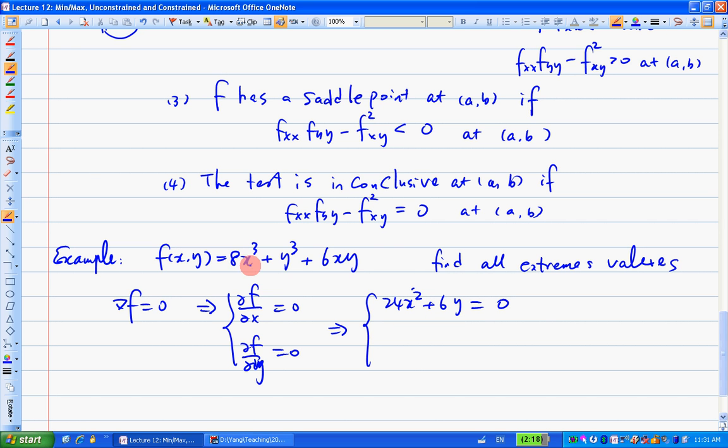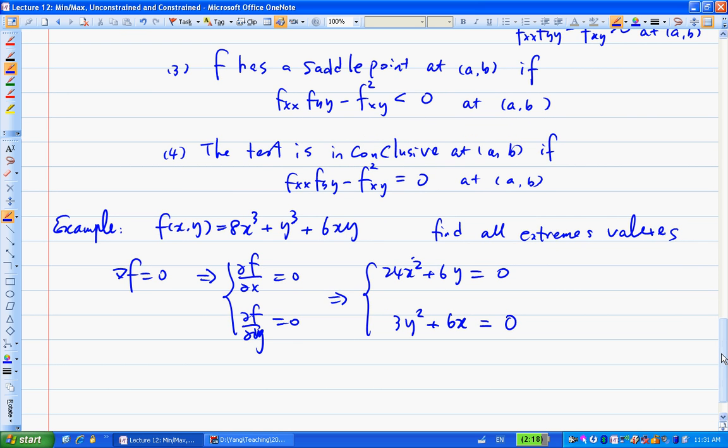Second equation, this is 0, 3y squared plus 6x, that equals partial f over partial y, 0. So solving the two equations that are here, using substitution, you can let x equal to substitute in and solve. This is not a linear one, but you will be able to solve that. We can get two solutions for x. One is 0. One is negative 1 over 2.